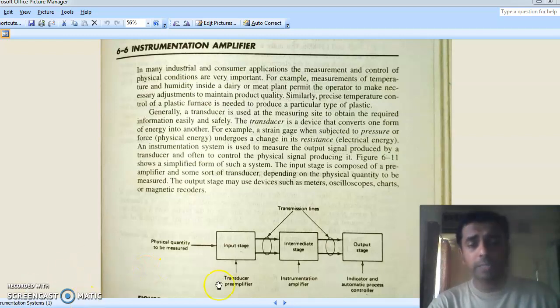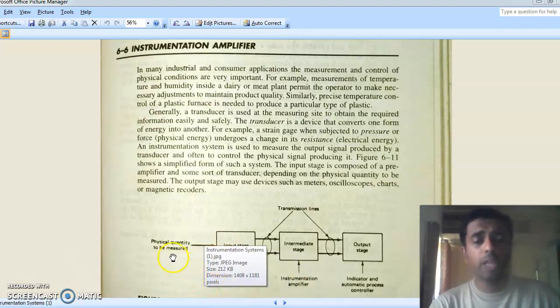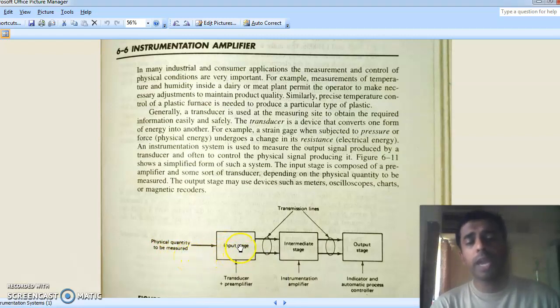So here you can see, this is the block diagram. The first stage is nothing but a transducer plus a preamplifier. Some transducers, if you pay more, will come along with a preamplifier. So any physical quantity to be measured will be given to the transducer, and that will convert it into an electrical quantity, that is, a voltage. That voltage is given to an instrumentation amplifier, the intermediate block, and the output of the instrumentation amplifier, which is an amplified signal, is given to the output stage where we have an indicator or a process controller. And we have seen that in between we have transmission lines.